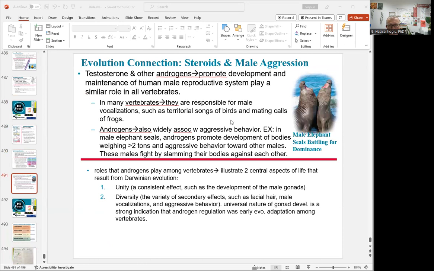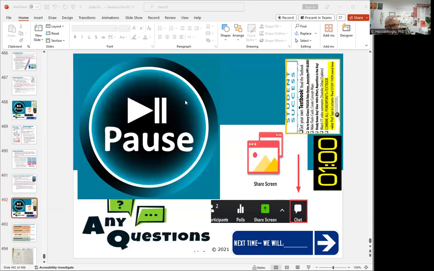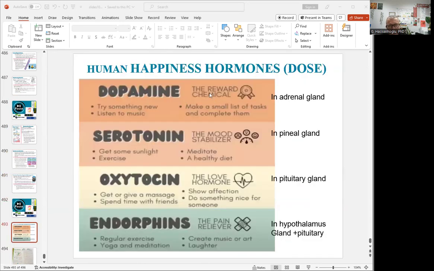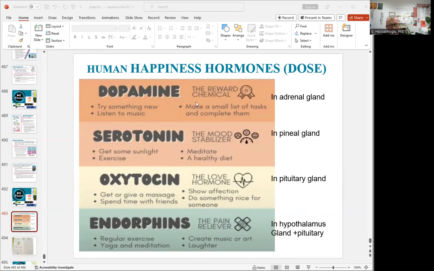There is some more information here about the evolution connection that you can read about, related to these hormones. And lastly, we have these 4 hormones that are the human happiness hormones. They are DOSE, D-O-S-E. D stands for dopamine, which is trying something new, listening to music, the reward chemical. So that's an adrenal gland.